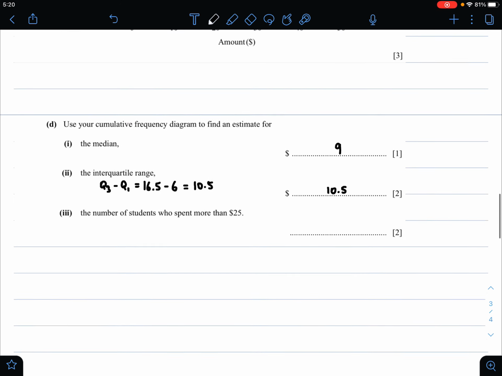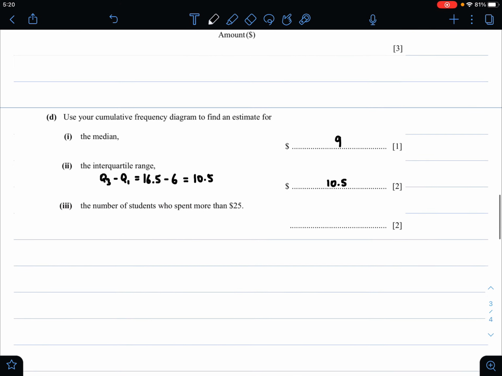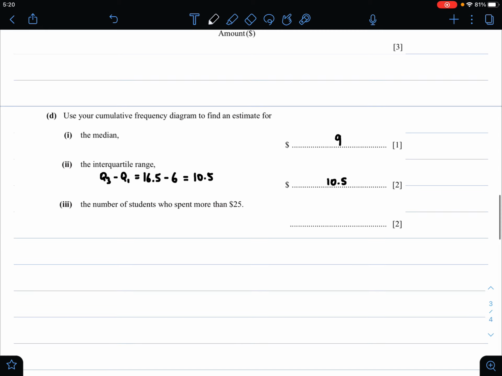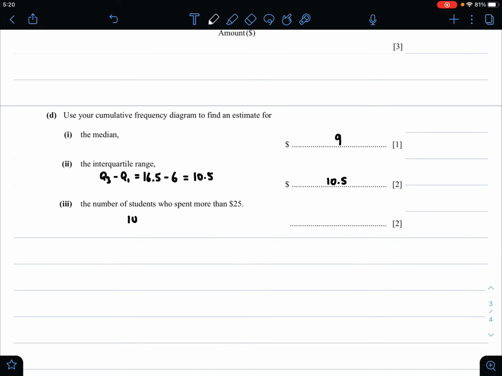Therefore, they are asking who spent more than 25. So more than 25 would be the number of students that would be left. So 100 minus 89, which would be equal to 11 students. Therefore 11 will be your final answer for part D3 of this question.